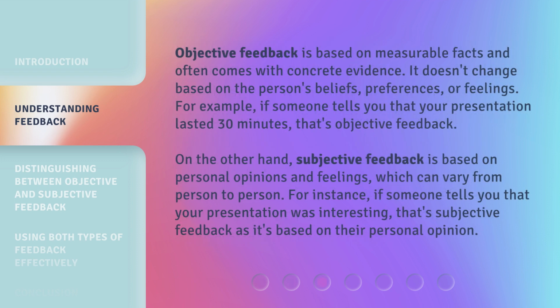Objective feedback is based on measurable facts and often comes with concrete evidence. It doesn't change based on the person's beliefs, preferences, or feelings. For example, if someone tells you that your presentation lasted 30 minutes, that's objective feedback. On the other hand, subjective feedback is based on personal opinions and feelings, which can vary from person to person. For instance, if someone tells you that your presentation was interesting, that's subjective feedback as it's based on their personal opinion.